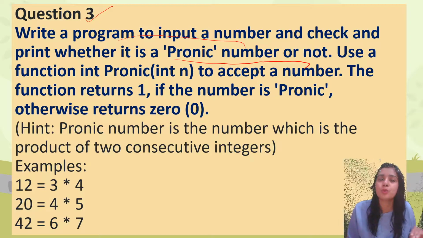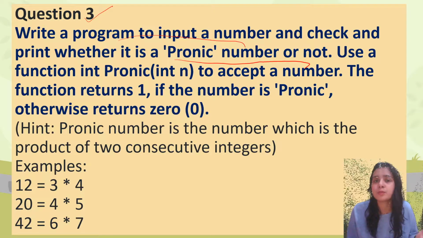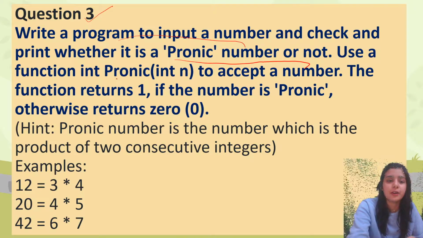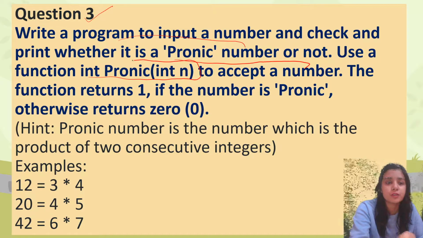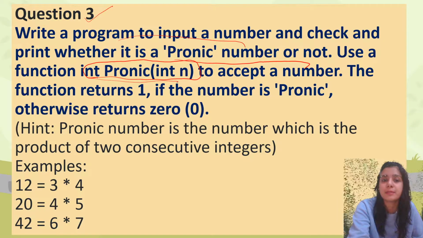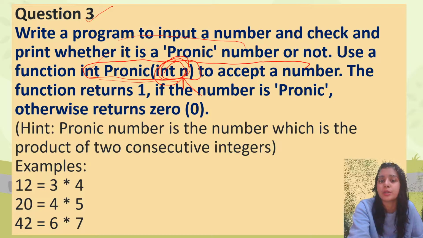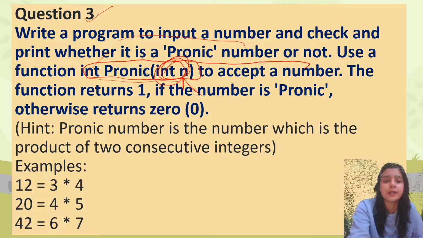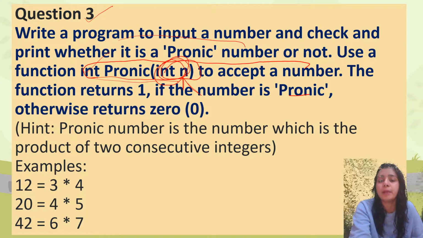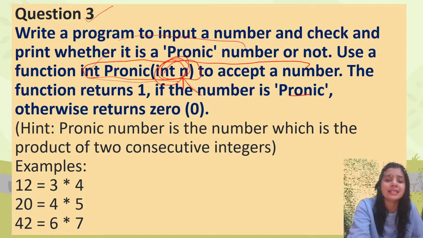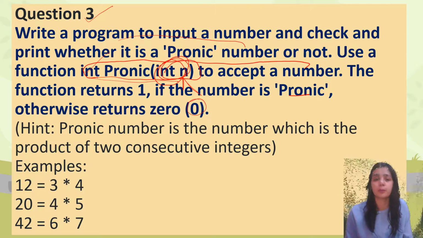So we have to write code for a pronic number. But what is a pronic number? Use a function int pronic. We have to do this with the function. The function name is given, the return type is integer, and the number we have to check for pronic we will take as an argument. The function returns 1 if the particular number is a pronic number, otherwise it will return 0.